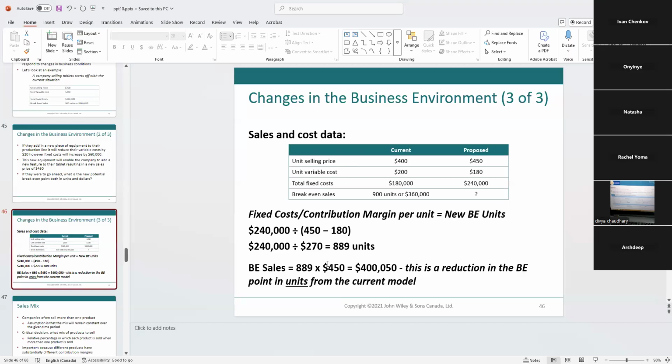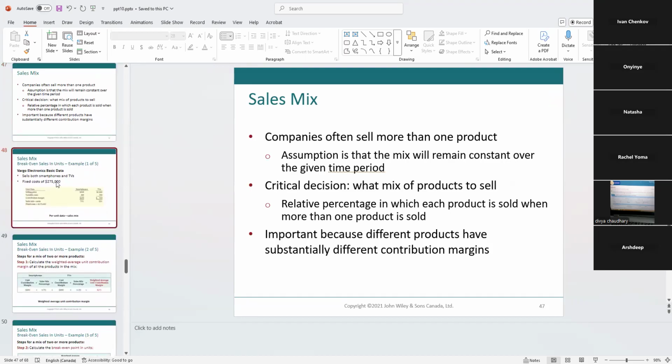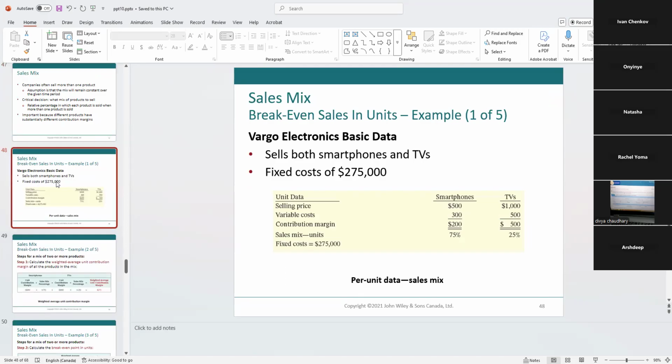Okay, let's go back to the slides. So when we do the calculation here, they need to sell 889 units, which is fewer units than before. Sales mix is when a company is selling more than one product. So let's say this company is selling two products. They're selling smartphones and they're selling TVs.